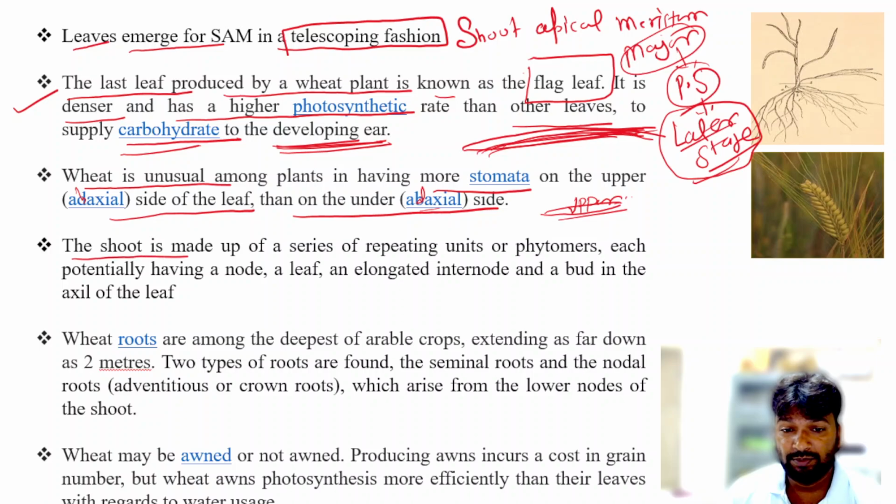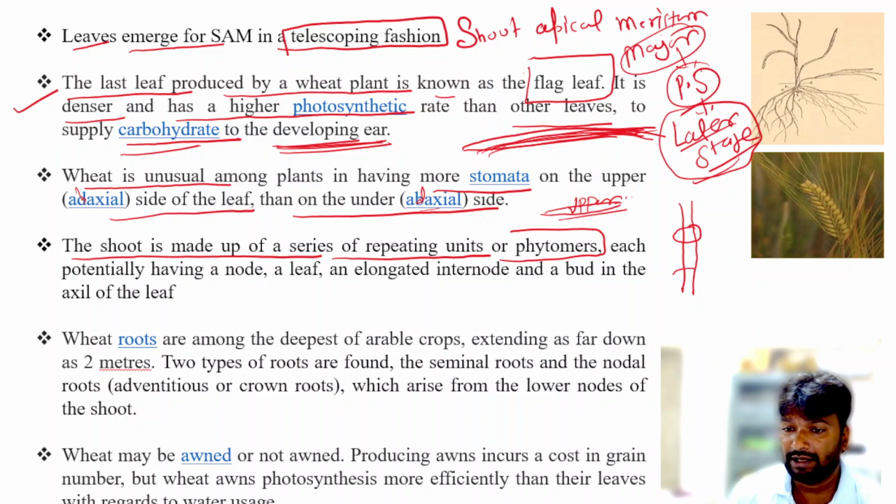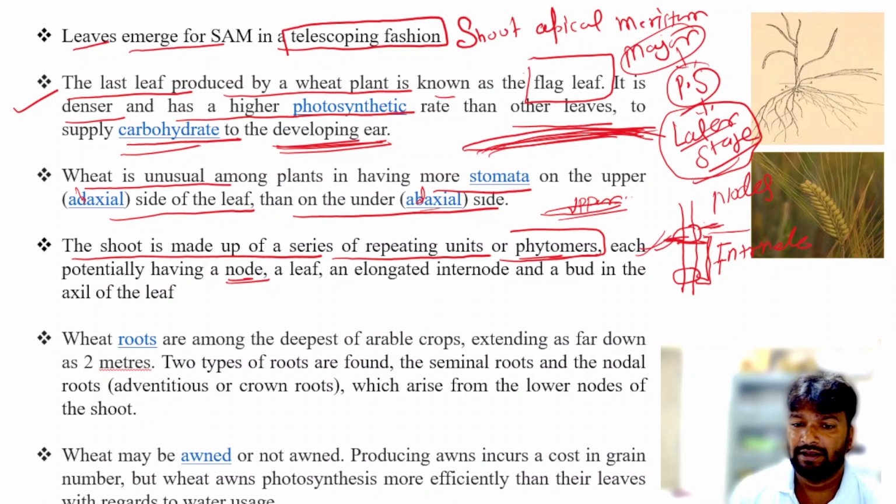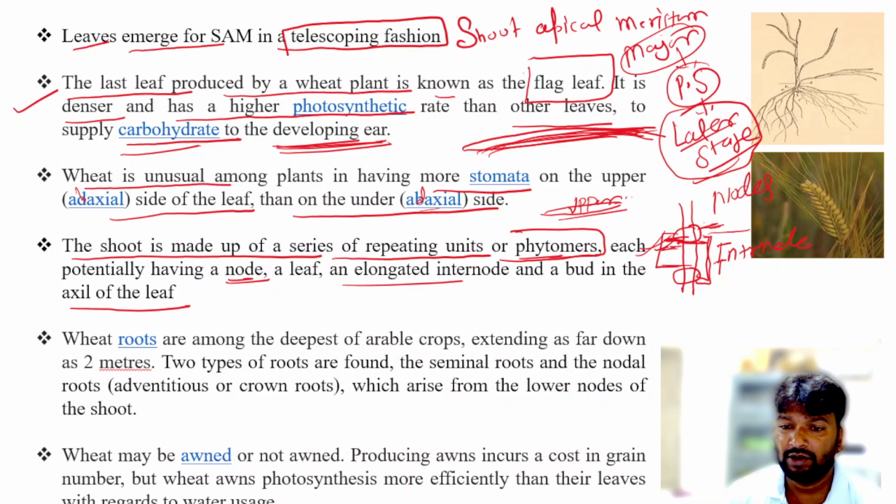The shoot is made up of a series of repeating units called phytomers. Like this wheat stem, it has repeating units. This is known as nodes. Between two nodes the space is known as the internode. At every node there is a leaf. So one phytomer has one node, one leaf, one elongated internode and one bud in the axil of the leaf. So this is known as phytomers.